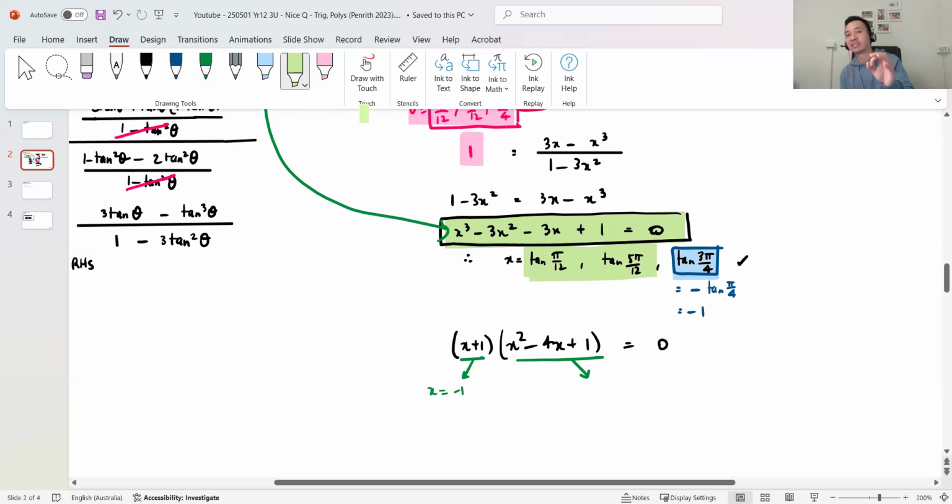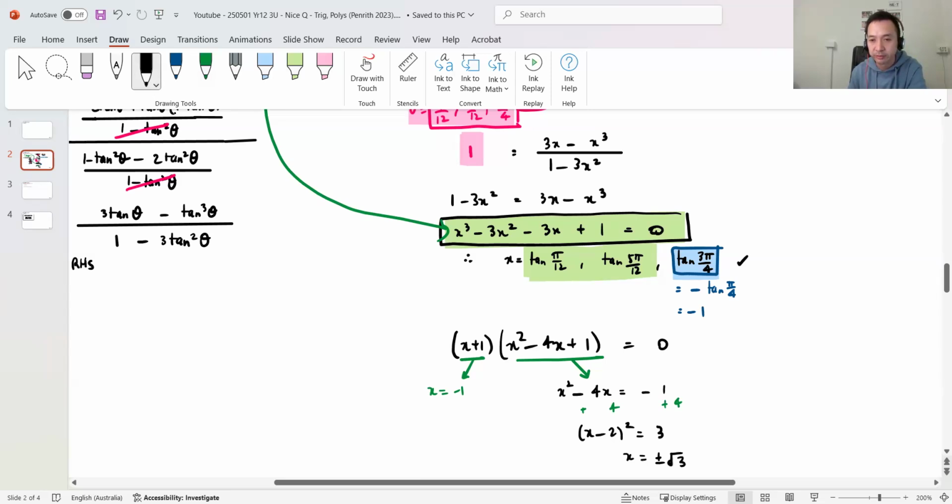And that's how I find the exact value of tan pi on 12. I solve this using the quadratic formula, and one of them is tan pi on 12, the other is tan 5 pi on 12. I'm going to solve this by completing the square because it's faster. Add 4 to both sides, that becomes a perfect square: (x minus 2) squared equals 3. Then x equals plus or minus root 3, plus 2.